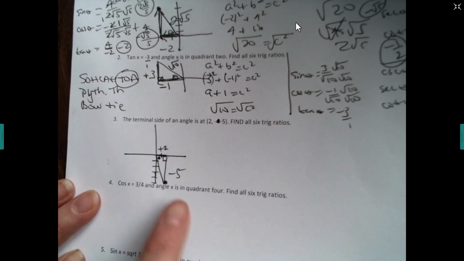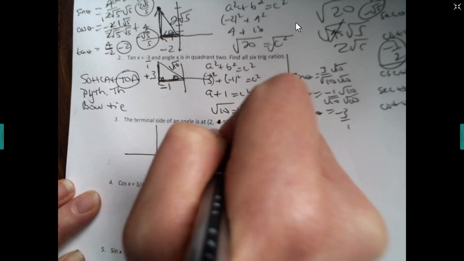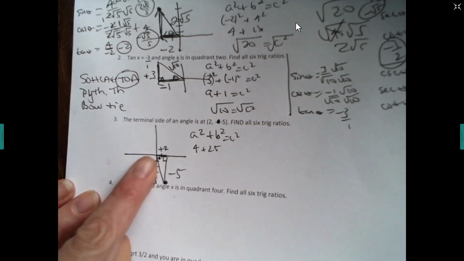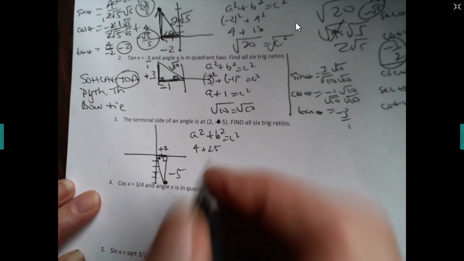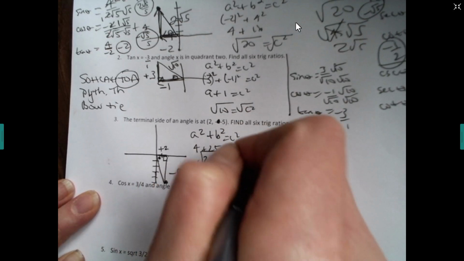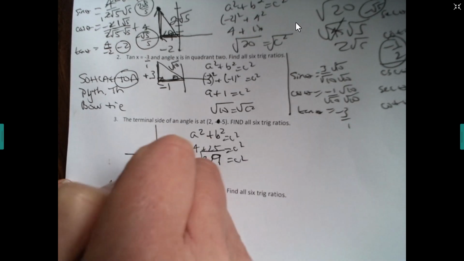All right, Pythagorean theorem. I know A and B. I don't know the hypotenuse. So this is not a subtract kind. This is just solving for A, B, and C. So 4 plus 25. Again, no way to get negatives. 2 times 2, -5 times -5. And what is it? 29. Square root of 29. So my hypotenuse is the square root of 29.